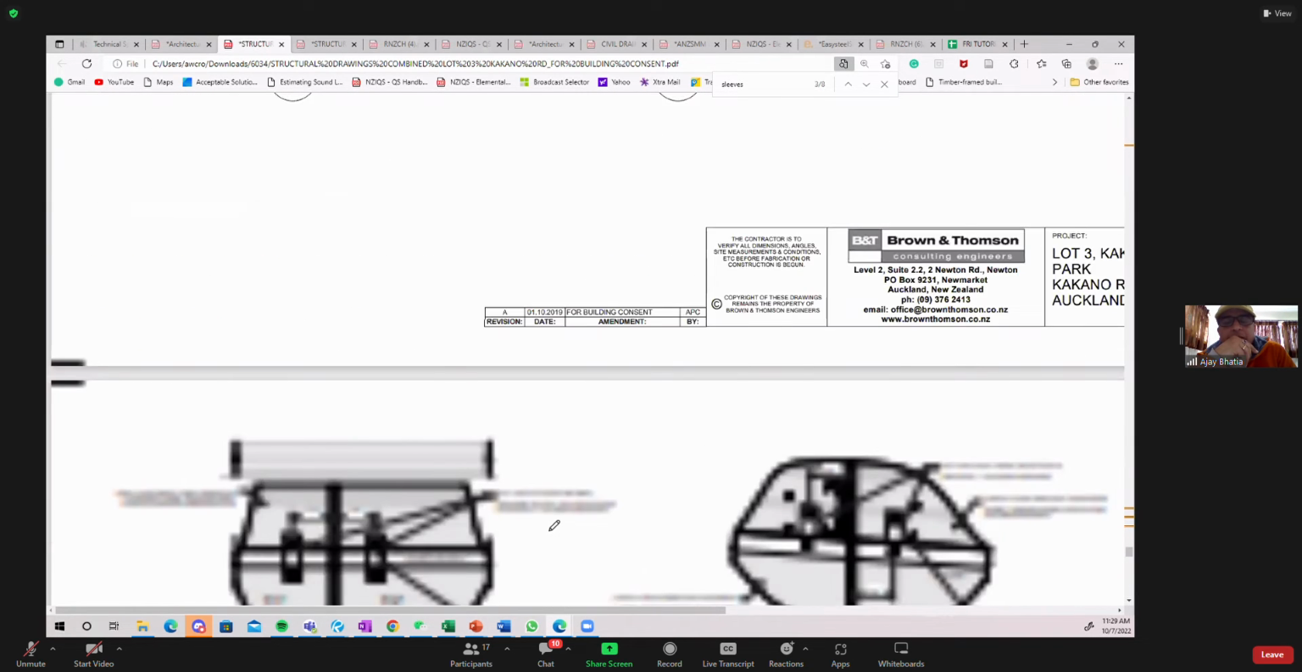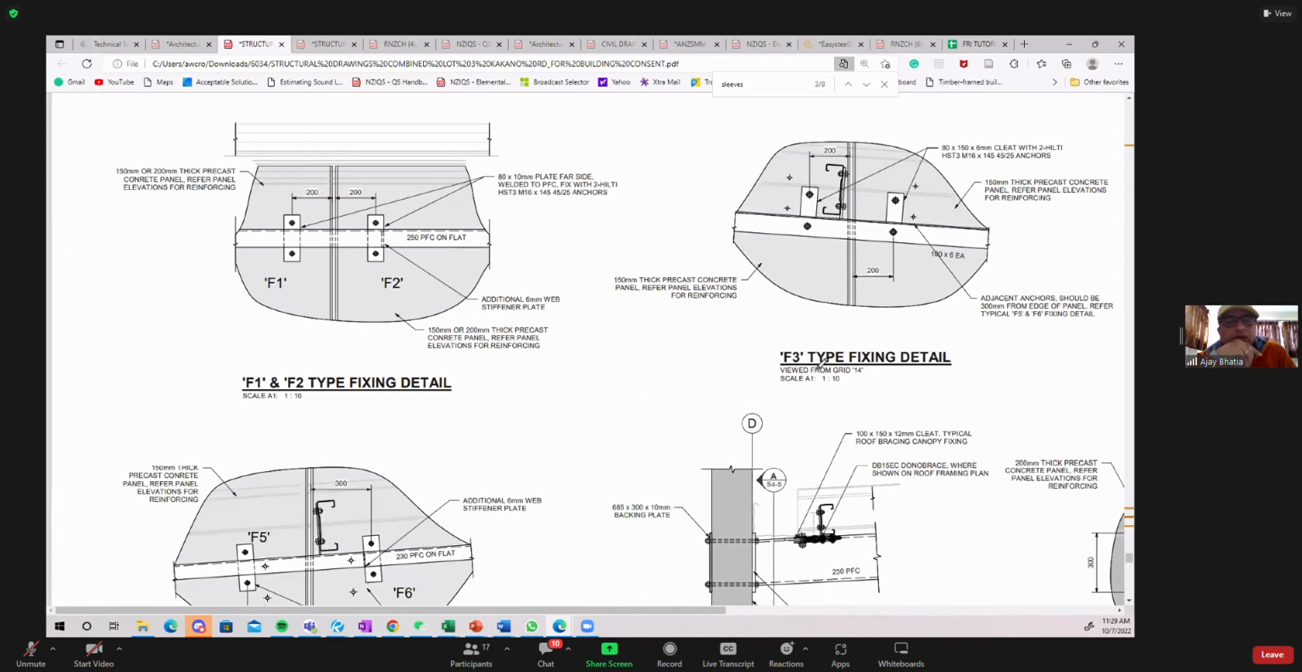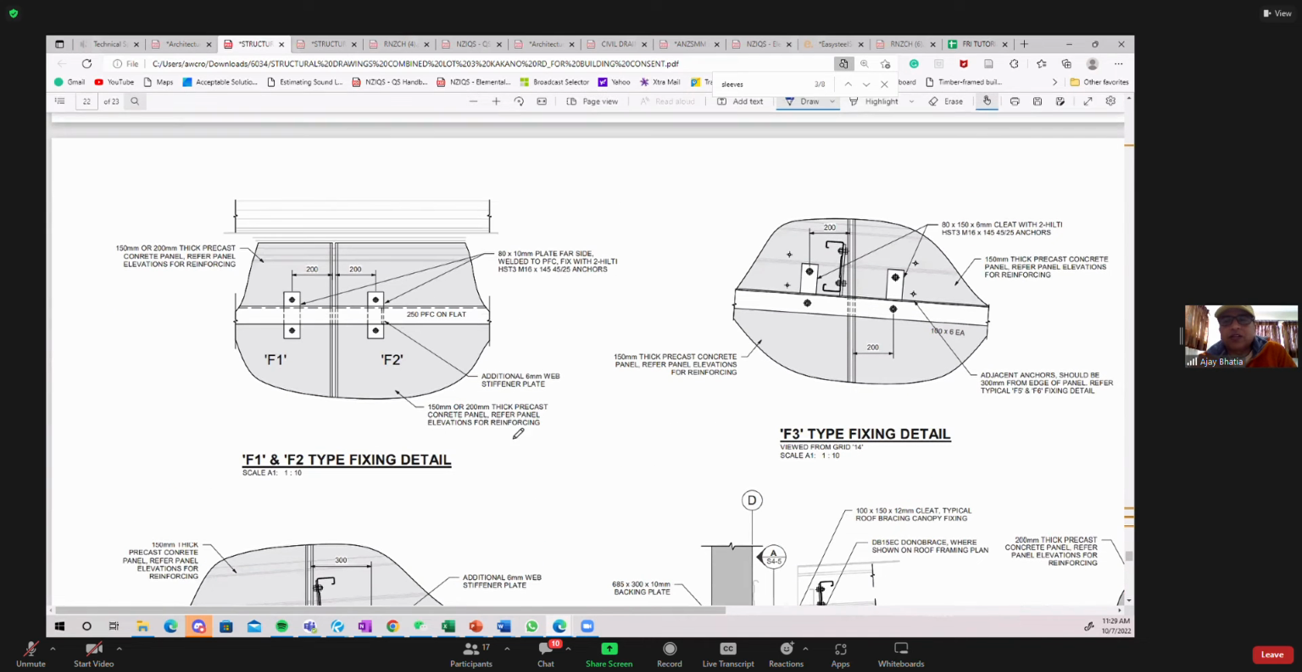So there is a type A, F4, F3. This is F1 and F2. This is F3 type fixing. So wherever this F3 is happening, you just need to measure this detail and just remember how many times F3 is happening. So multiply it those many times. All right. Thank you very much.